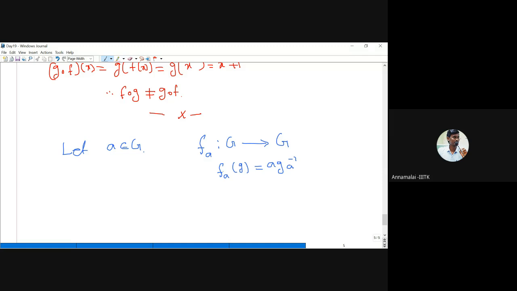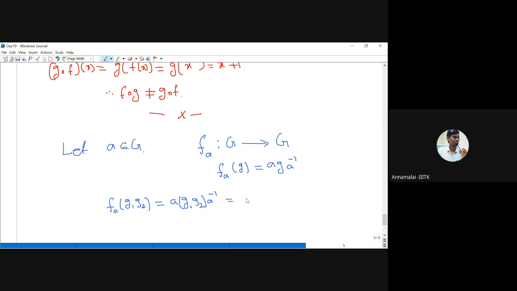So I'm defining f_a of g equal to a g a inverse. We can easily show that this function is an isomorphism. Why is it an isomorphism? First we have to check the homomorphism. So if we take f_a of two elements g1, g2, this is nothing but a g1 g2 a inverse by the definition of the function.